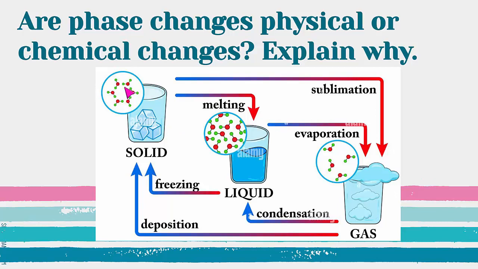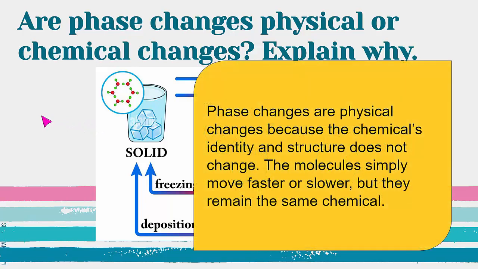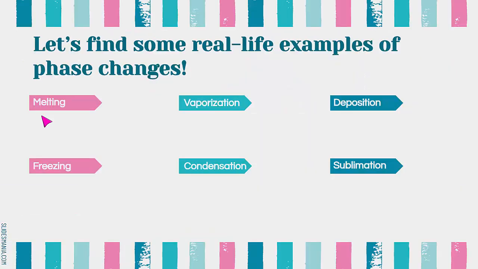Okay, there's water molecules in the solid state, water molecules in the liquid state, and water molecules in the gaseous state. So because we're not creating a new chemical, these are all physical. So here is our answer. Phase changes are physical changes because the chemical's identity and structure does not change. The molecules simply move faster or slower, but they remain the same chemical. If we changed what chemical it was, that would be a chemical change, and that would be a completely different topic.